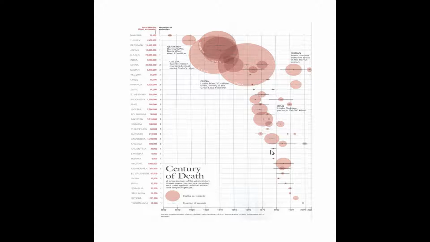The left y-axis shows the country, the total number of people dead, and the number of episodes, and the size of the circle shows the number of people dead. You can see under the circles Germany during World War II, the USSR, about 20 million murdered, most under Stalin's reign, China under Mao, 30 million killed, mainly in the Great Leap Forward. You can also find Sudan, you can find Iraq. It's called a bubble chart, and the x-axis is the timeline.